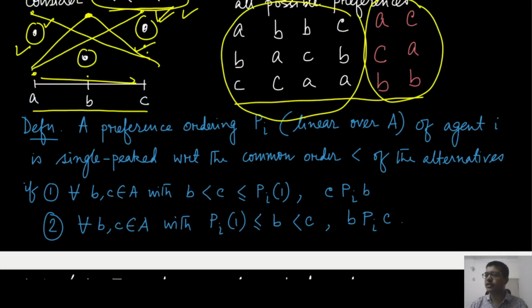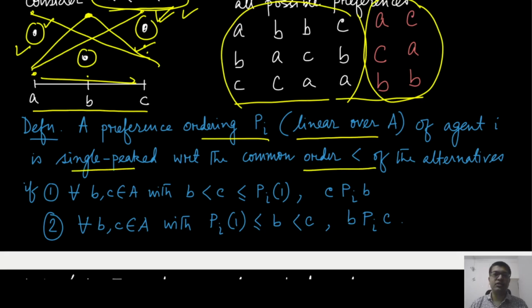So we will say that a preference ordering Pi is linear over A for agent i. So we are only going to consider linear orderings as before. We call that to be single peaked with respect to the common order less than of these alternatives if two conditions hold for all the pairs of alternatives B and C, such that you have the peak. So you pick the topmost alternative for player i, and let's say this is happening. So B is less than C and C is less than or equal to the topmost alternative, then it must be the case C is more preferred than B.